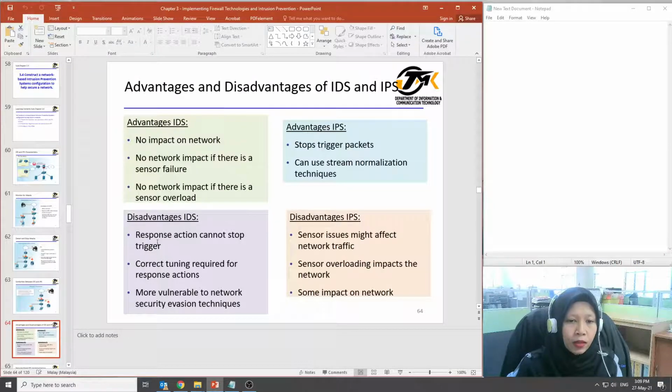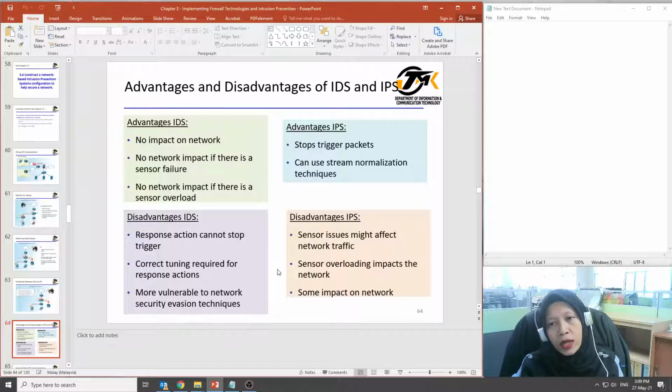Okay, but the disadvantage of IDS is that the response action cannot stop the trigger, because it is just detecting the attack, but it cannot do anything. It just gives the warning to the management control, so that the person responsible should know what to do. Correct tuning is required for response action. It means if the person in charge doesn't do something, the attack is detected, but no action is taken. It is also more vulnerable to network insecurity evasion techniques.